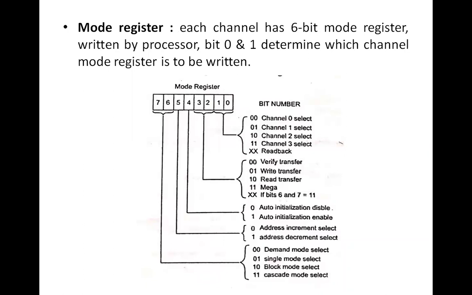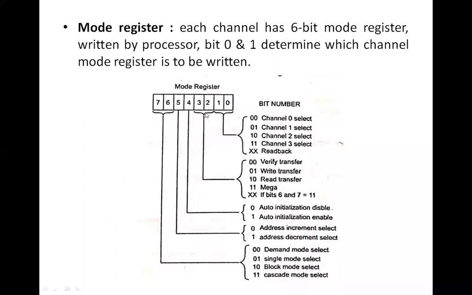When this register is being written by the microprocessor, bit 0 and bit 1 determine which channel's mode register is to be written. Meaning thereby, if it is 00, channel 0 will be selected. If it is 01, channel 1 is selected. If it is 10, channel 2 is selected. If it is 11, channel 3 is selected. And when it is 11 in the transfer bits, it is a read back, meaning the microprocessor is reading the contents of the register.